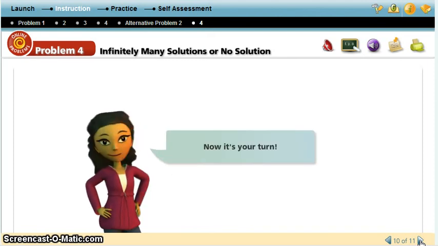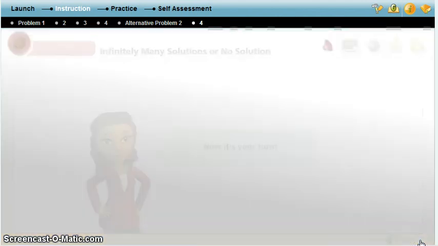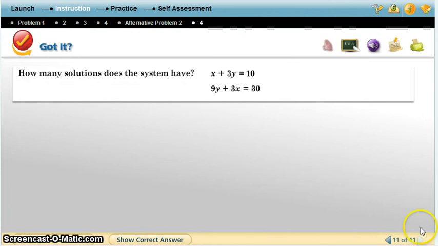Now it's your turn. Okay, sorry about that, Belle. This is your got it question. First of all, these two are not solved for a variable, like the two examples she just did. So you're going to have to go back to what we did in example 2 and actually solve one of these equations for x or y, and then start plugging it in to determine what your system is.